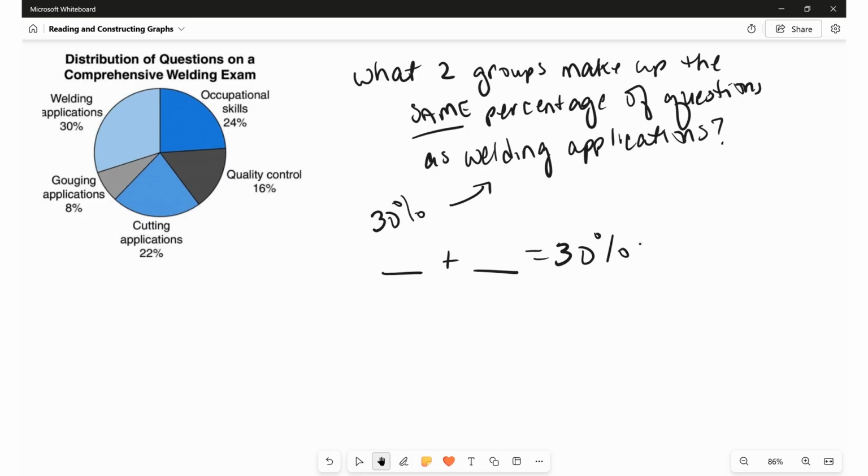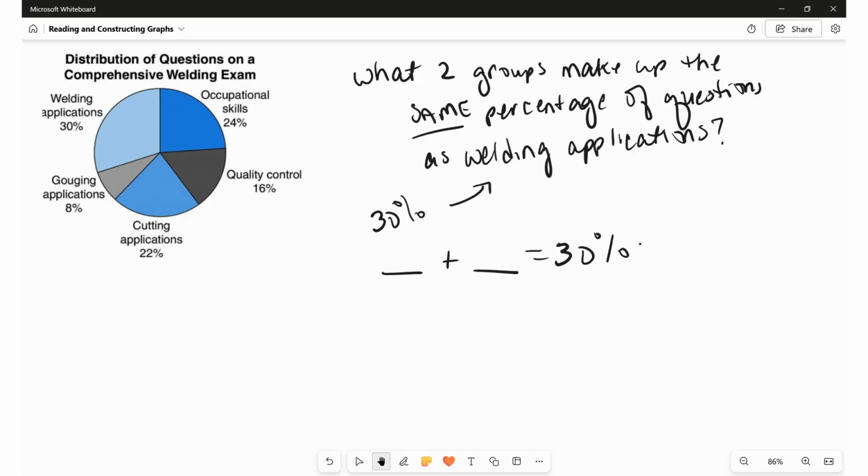Well, let's start looking at the other groups. Let's look at occupational skills. Well, if it were occupational skills, that's 24%, and in order to get to 30%, we'd need something worth 6. So that doesn't work. Then quality control. Well, that's 16%, and in order to get to 30%, we'd need a 14%. 16 and 14 is 30, and we don't have that.